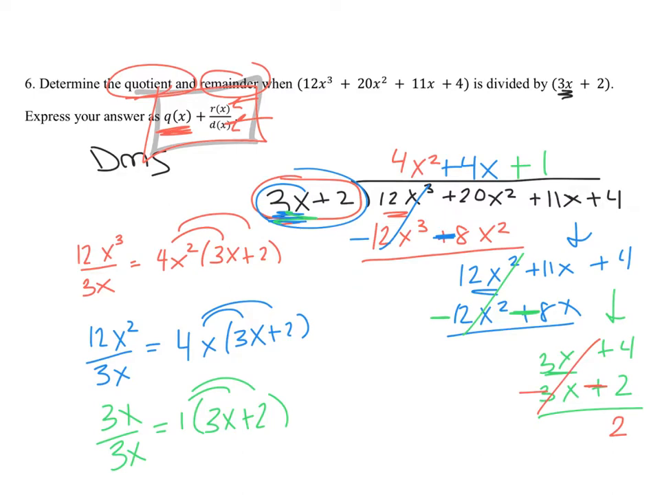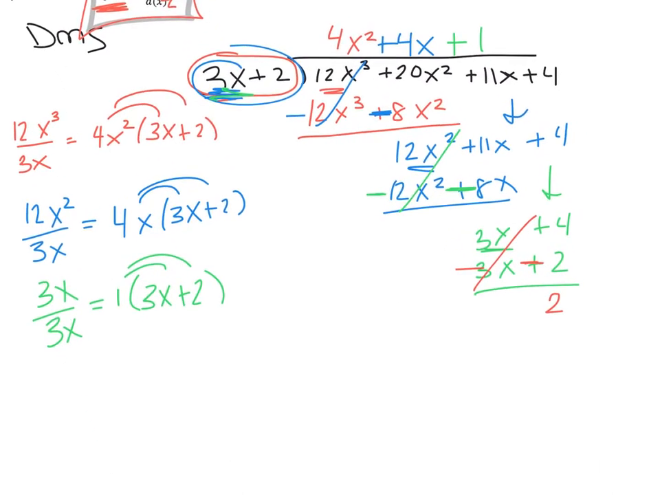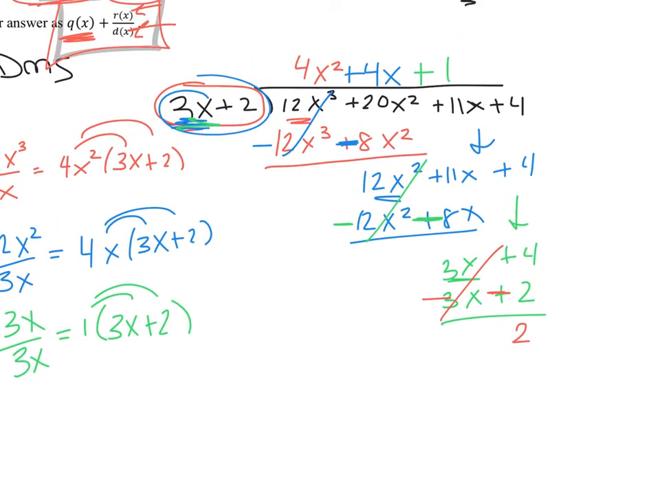So the way I'm going to write this is I'm going to write my quotient first. 4x squared plus 4x plus 1. I'm going to add my remainder and divide it by my divisor. And that's it.